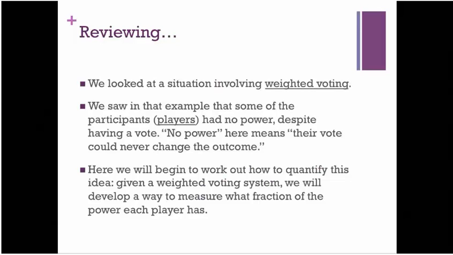Let's review a bit. As I said, we're looking at a situation involving weighted voting. That is to say, each player has a certain number of votes. We did an example in which we saw that some of the players had no power despite having a vote. Now what we mean here by no power is simply their vote could never change the outcome. What we want to do is begin to work out how to quantify this idea. Given a weighted voting system, we will develop a way to measure what fraction of the power each player has.